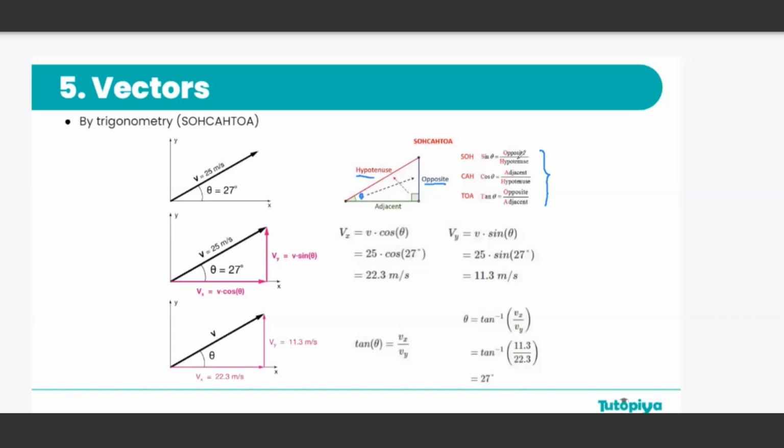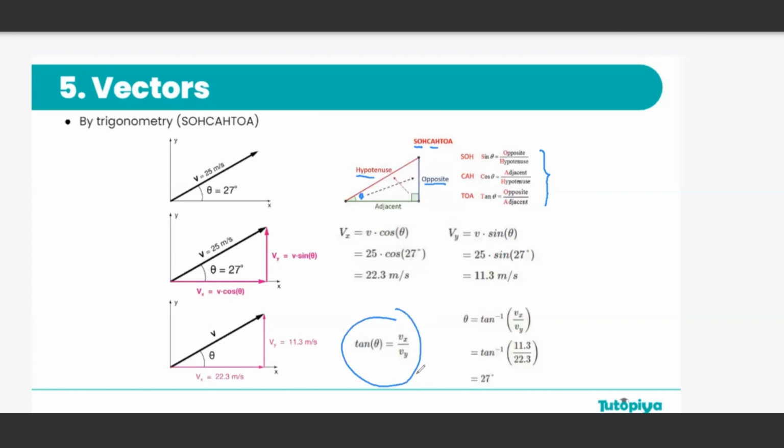Sine theta is opposite over the hypotenuse. That is why you have SOH in SOHCAHTOA. Right? SOH represents sine is equal to opposite, or sine theta is equal to opposite over hypotenuse. Similarly, CAH represents cos theta is equal to adjacent over hypotenuse. Finally, the TOA means tan theta is equal to opposite over adjacent. Now, these are the relationships that you would learn in mathematics that we're going to use here to derive this equation.